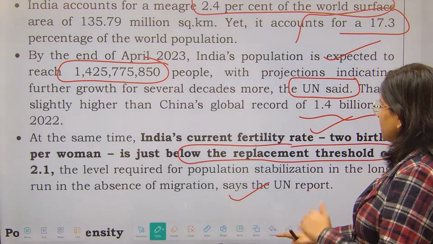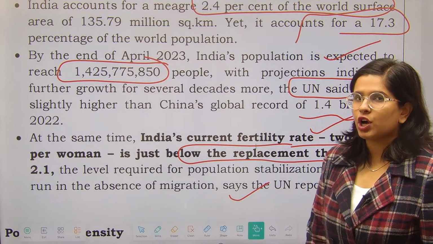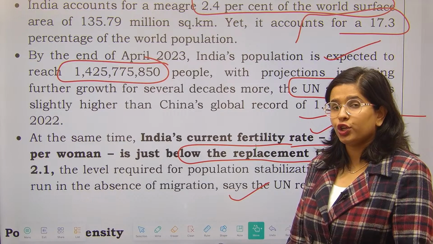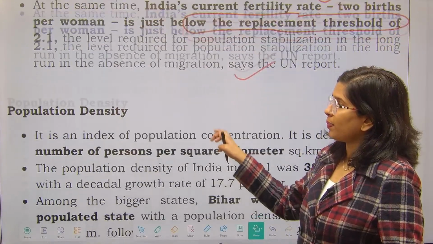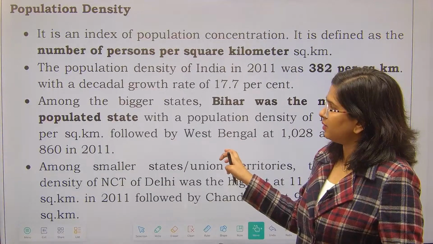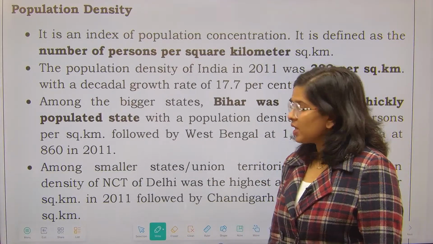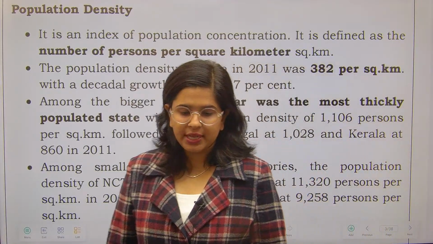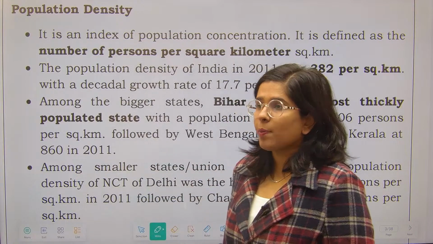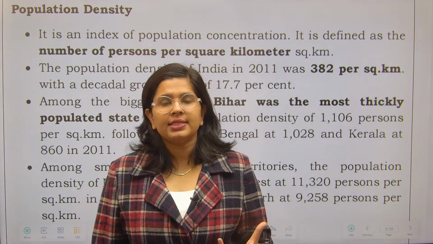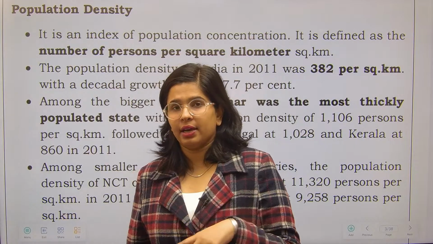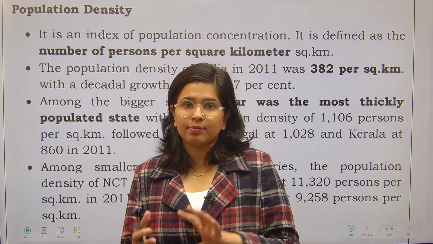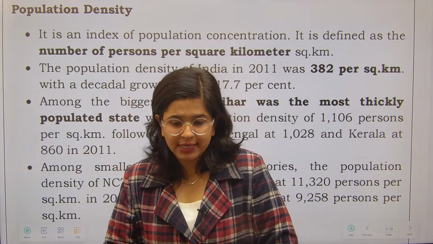Now, having talked about population in terms of the government as well as what the UN has said about it, moving forward and talking about population density. Let's talk about population density over here. What does population density mean? Population density correlates two things. Number one, population. Number two, area, right? So when these two things come together, we talk about population density.